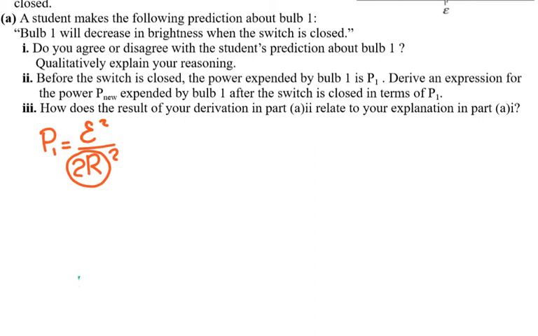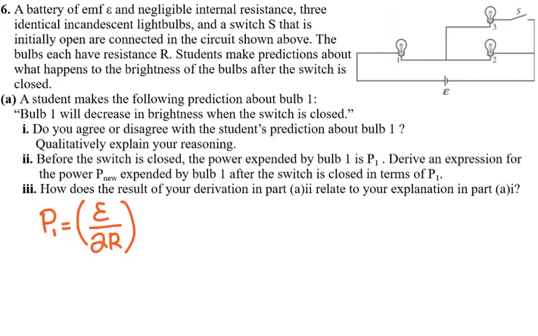It's the current, which is the voltage divided by the total resistance, but they need I squared times R. Let me rewrite it this way, maybe it's going to be easier. The current in the circuit is EMF over 2R, so that's the current for the first circuit before this bulb is connected, times the resistance, right? It's I squared times R. So that gives you EMF squared over 4R. So that is your P1.